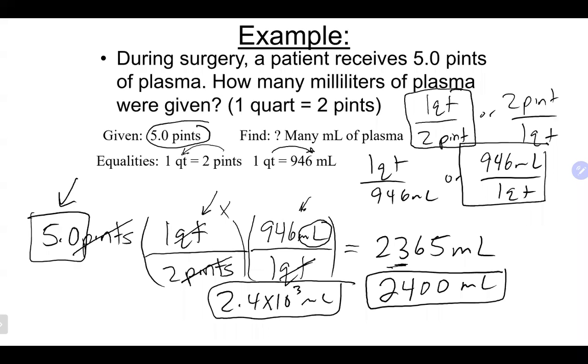And out of that conversion factor, it will usually have one of them that's a one, like the 1 quart. We don't look at the one, but we do look at the 946, and that has 3 significant figures that we're multiplying by 5, which has 2 significant figures, and that's why we ended up with 2.